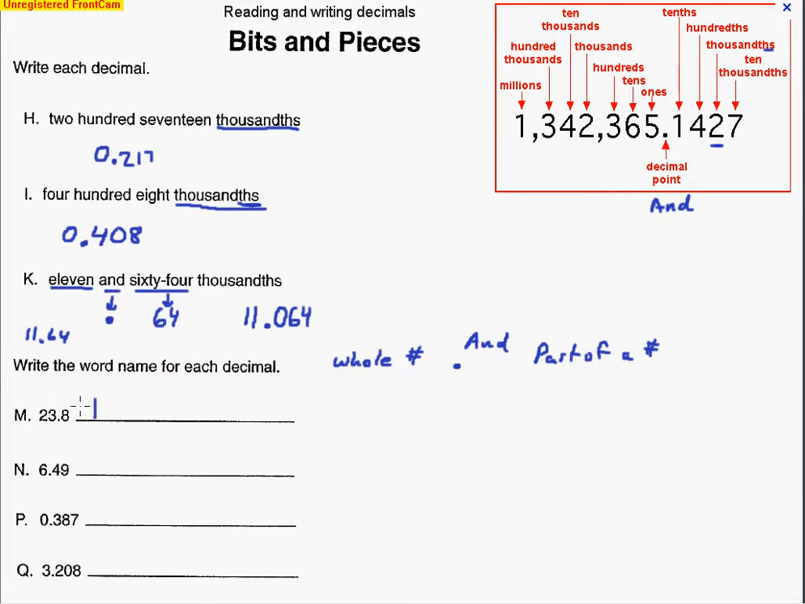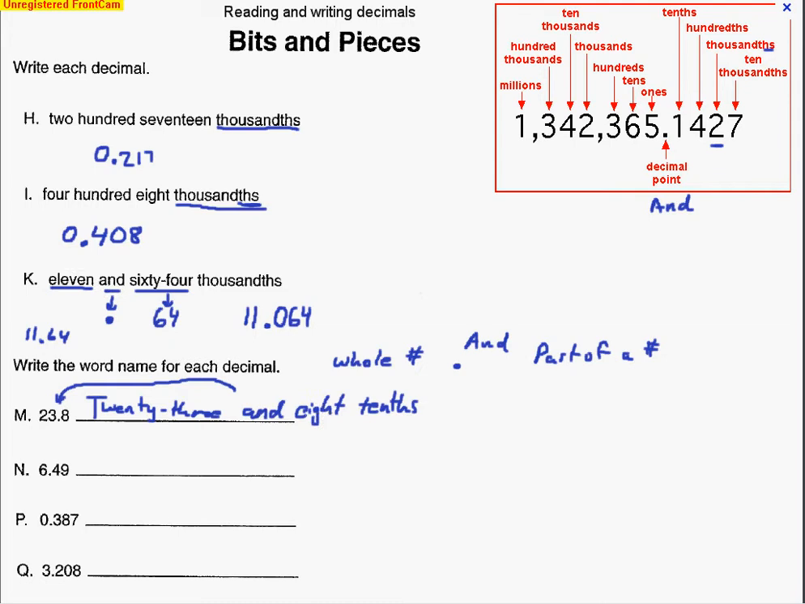So that's what we have, two different parts here. We've got the 23, and so when we see the decimal point, we use the word "and" right in place of that decimal point. And then we read 8, and then we say the last digit's place value. So let's take a look. Right after the decimal point is the tenths place. So we say "and 8 tenths." And that would be our answer.